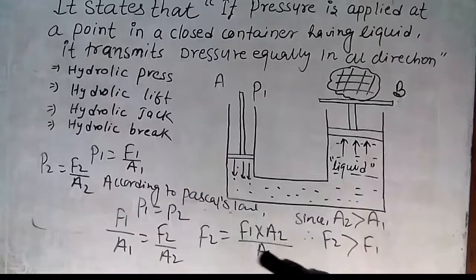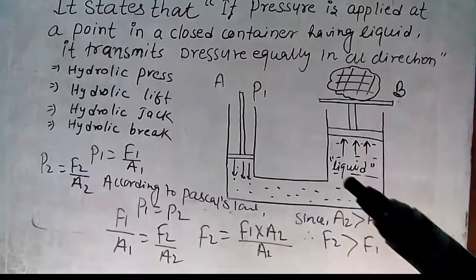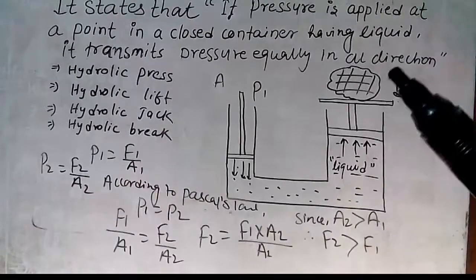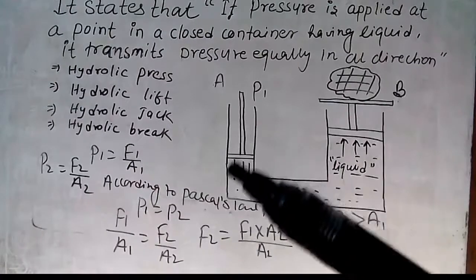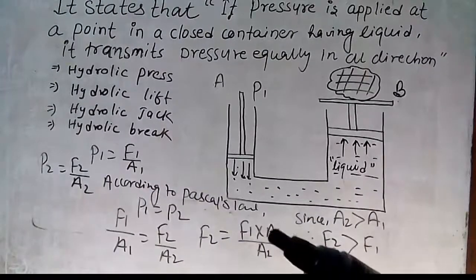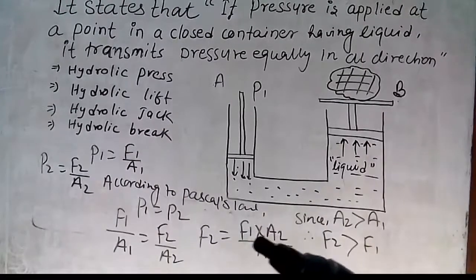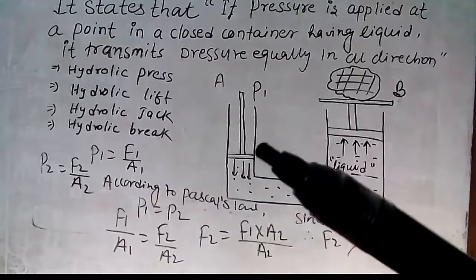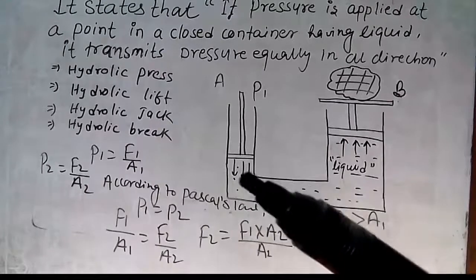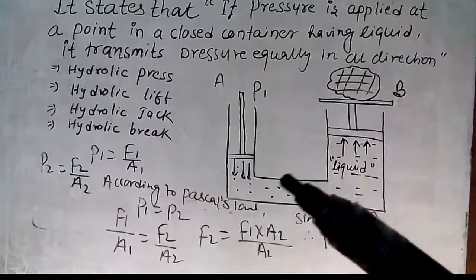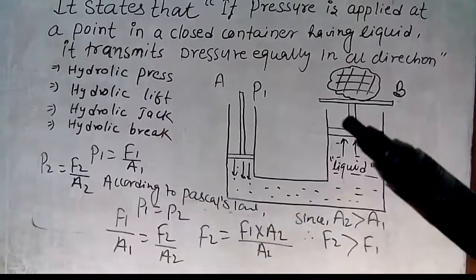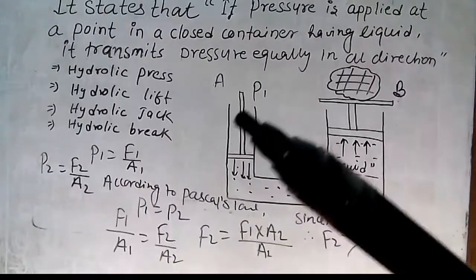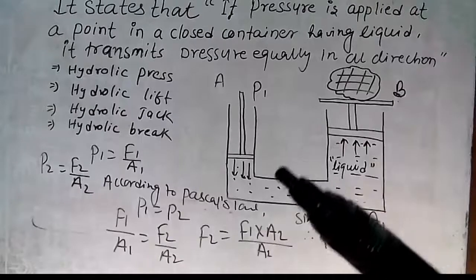Here the cross section area A2 of piston B is more than the cross section area A1 of piston A. When A2 is greater than A1, we divide a large quantity by a small quantity, so F2 is always greater than F1. It means that when we apply a small force, a multiplication of force takes place, due to which we can lift more and more load using the hydraulic press by applying a small force. So this is all about Pascal's law.